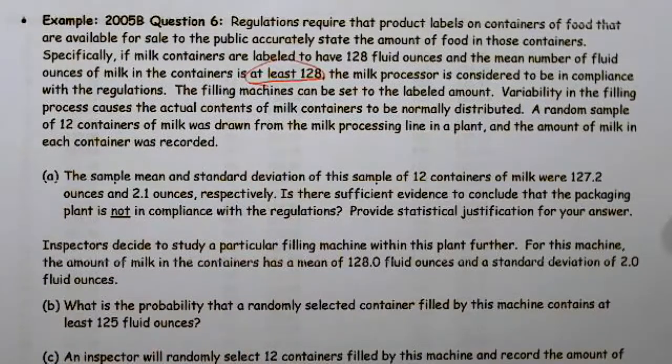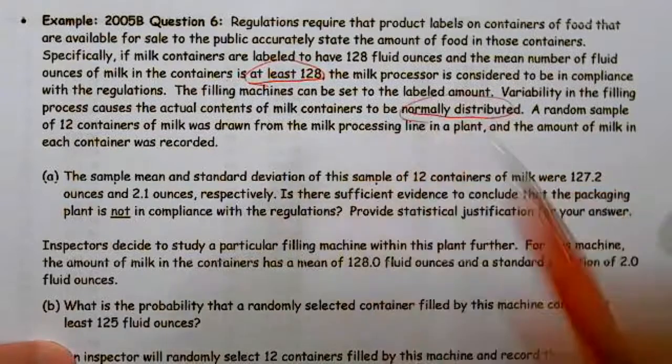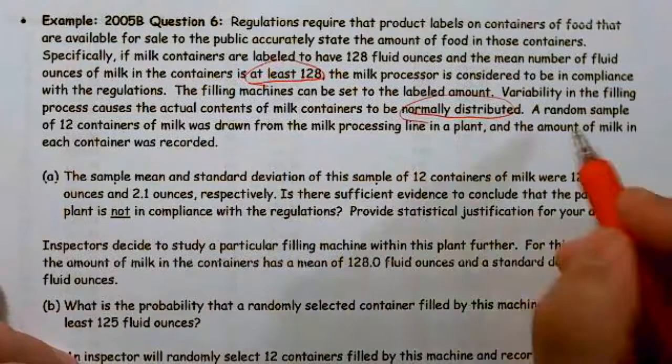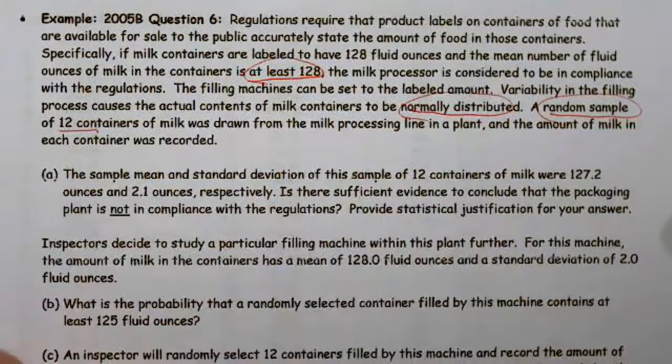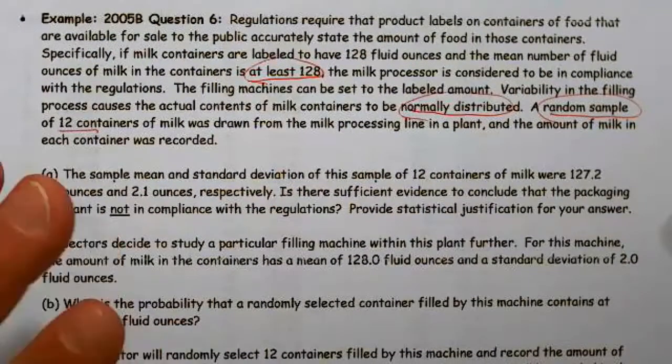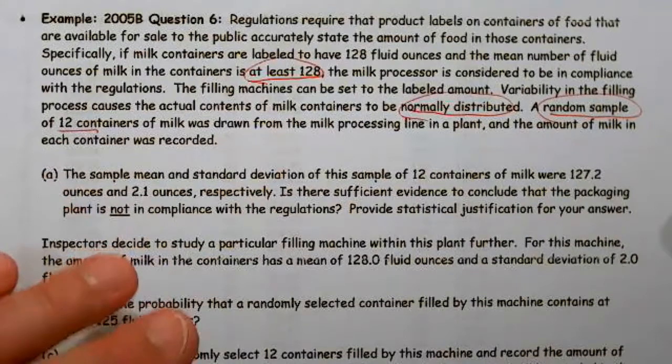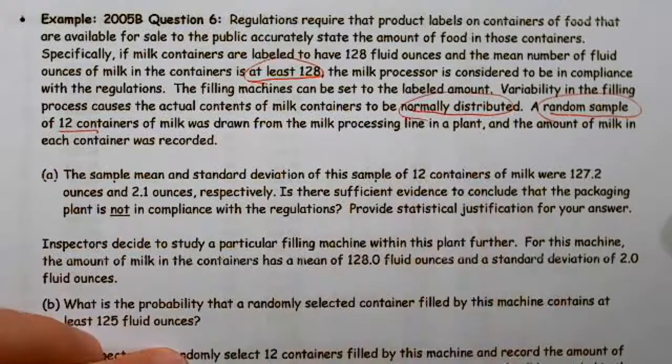The filling machines can be set to the labeled amount. Variability in the filling process causes the actual content of the containers to be normally distributed. That's good to know. A random sample, there's another good word, of 12 containers of milk was drawn from the milk processing line in the plant, and the amount of milk in each container was recorded. So we've taken a small sample, and so central limit theorem wouldn't apply, but they tell me it's normally distributed.